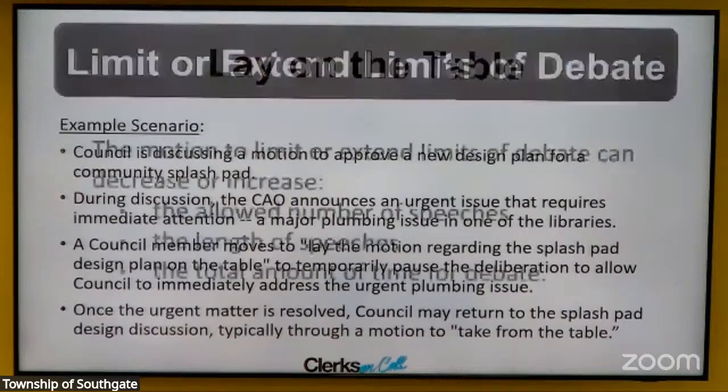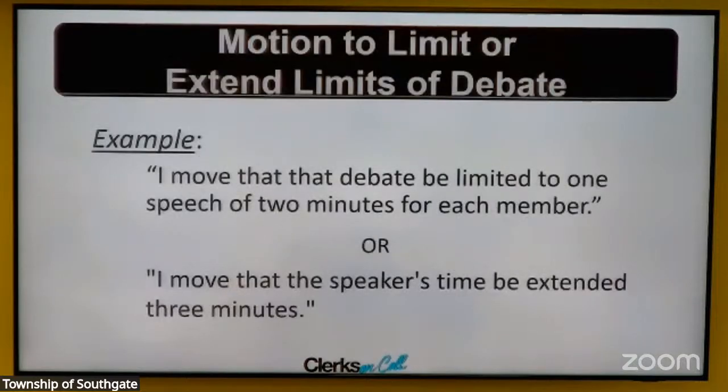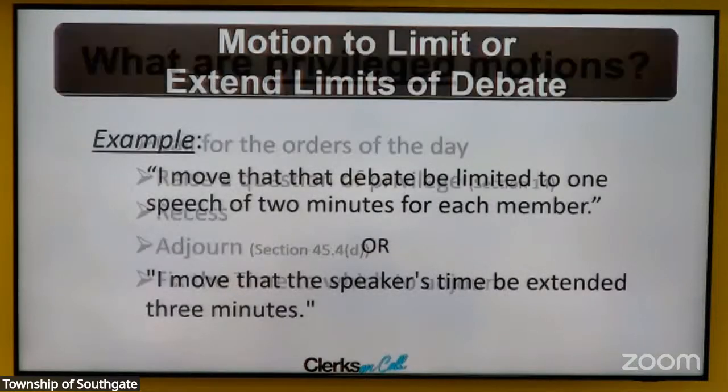So we are on to privileged motions. Sorry, Michelle. That's okay. There we go.